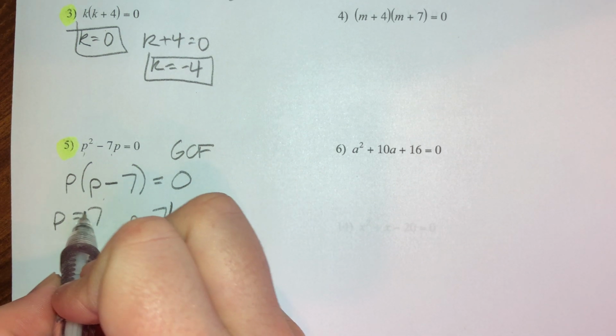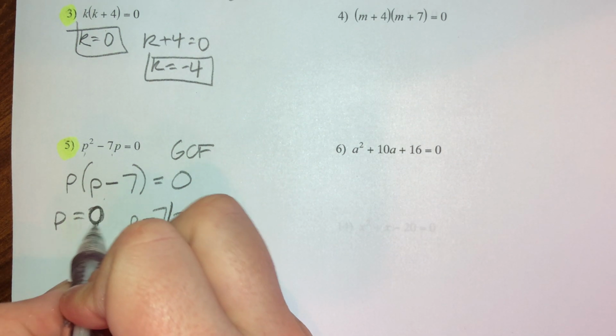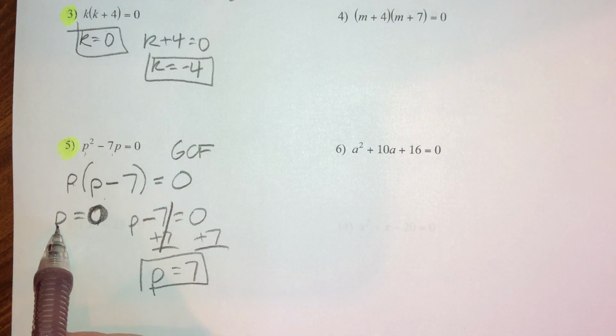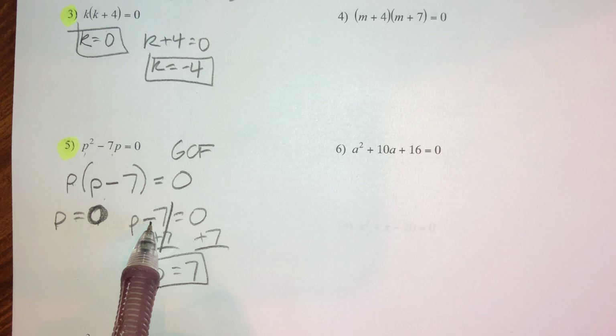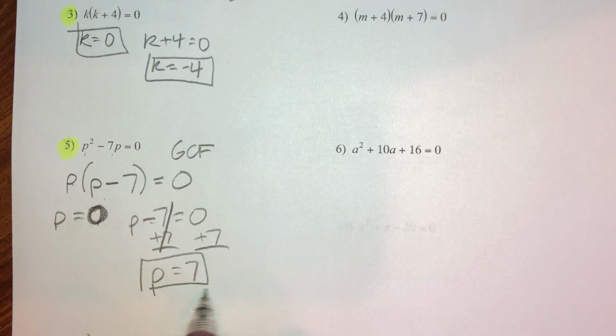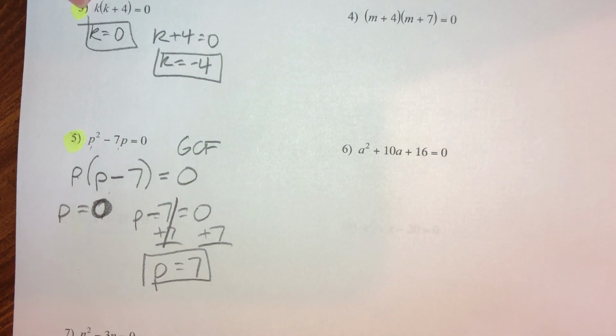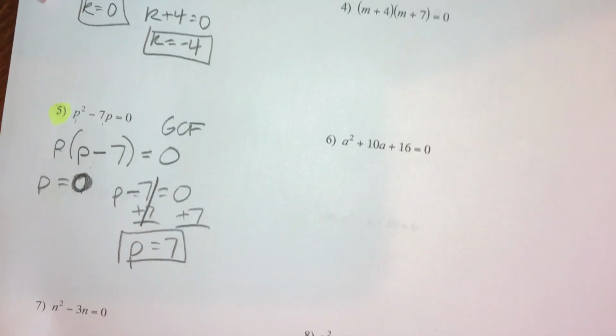Okay, I'm sorry, right here I wrote p equals 7. It should be p equals 0. Jumping ahead in my brain. So this p you just bring down, set it equal to 0. This p minus 7, set it equal to 0. You solve it out, you get 7. So sorry about that. Okay, so that's all from that page.